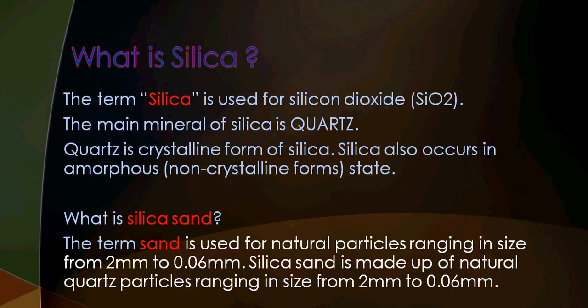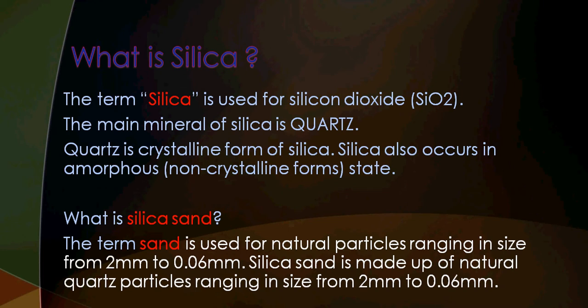Silica sand is made up of natural quartz. By the way, there are many different kinds of sands. There is feldspathic sand made up of feldspar. There is ilmenite sand. There is heavy mineral sand. But today we are talking about silica sand, the most common sand in the world, in the earth's crust.